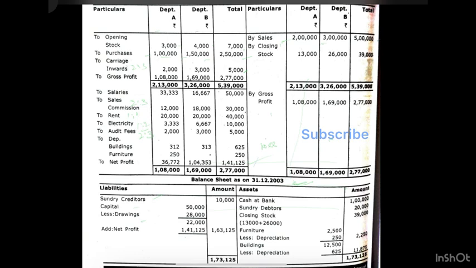That is the way the departmental account is to be done. Only for trading and P&L accounts do we have to maintain separate accounts for Departments A and B. For the balance sheet it's a common thing, so everything is to be recorded together. Like furniture of A and B, buildings of A and B, likewise we have to take the total amount for the balance sheet.